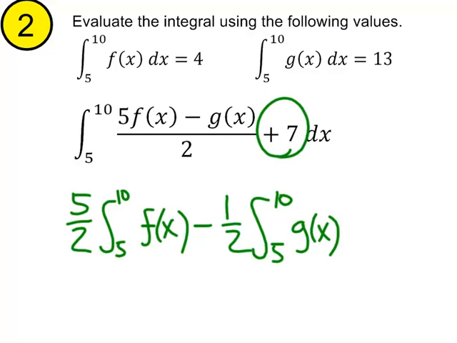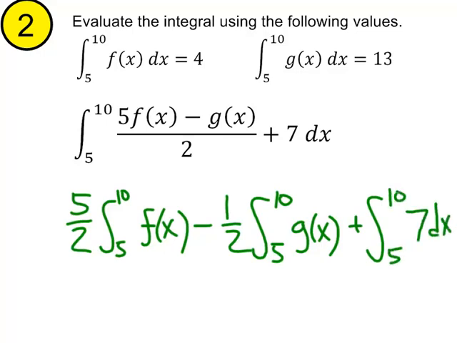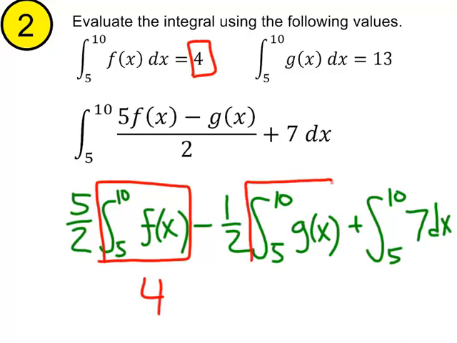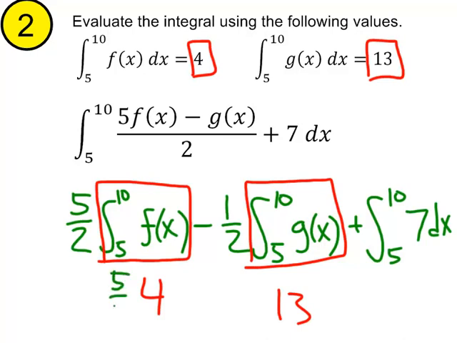And what about this plus 7 out here? It doesn't have anything to do with either of those functions, but I'll still just add an integral from 5 to 10 of 7 dx. So at this point, it's a pretty straightforward substitution. This integral, we are told, equals 4. This integral, we were told, equals 13. So we'll apply those other numbers there, 5/2 minus 1/2.